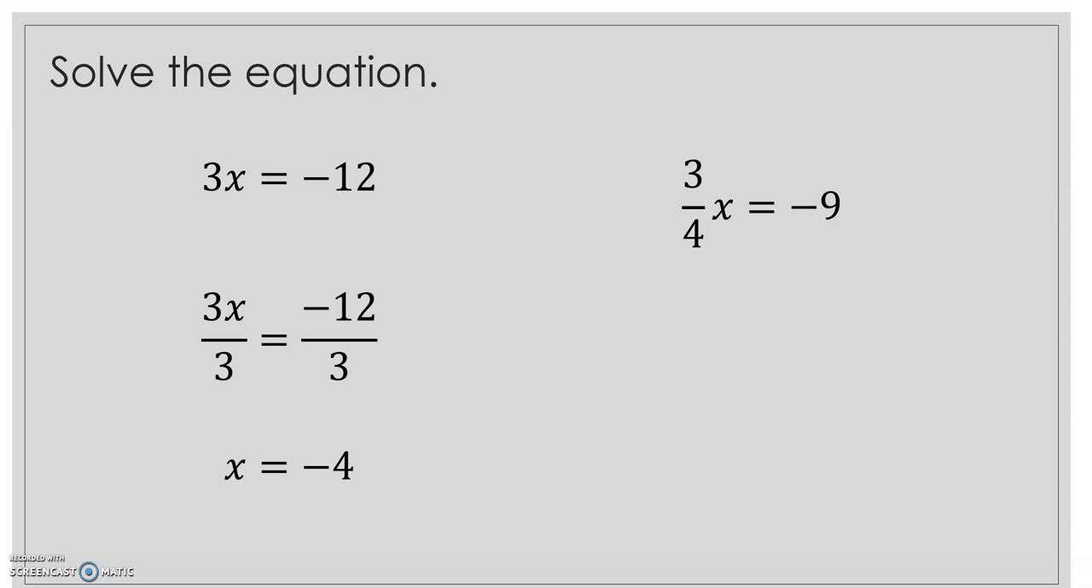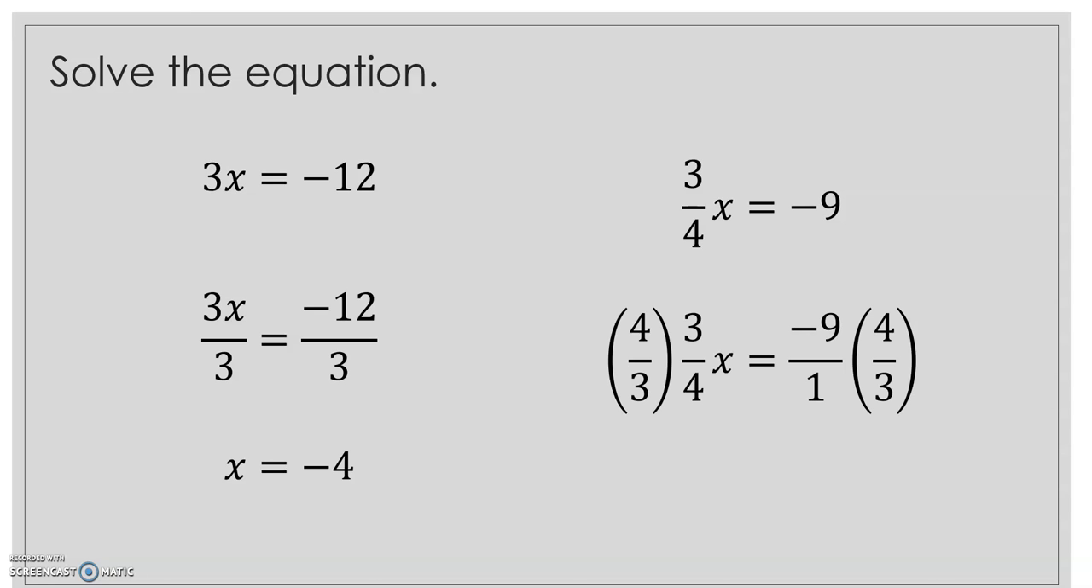3/4 times x equals -9. We are going to multiply by the reciprocal. And what's the reciprocal of 3/4? 4/3. 4/3 times 3/4 is 1. So on the left side of the equation, we just have an x. On the right side of the equation, we need to multiply -9 over 1 times 4/3. x equals -12.